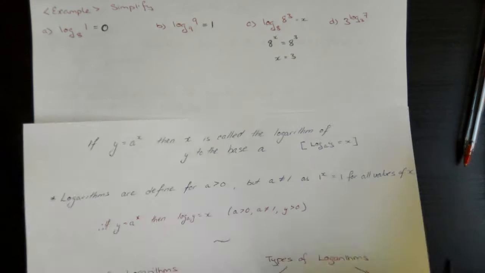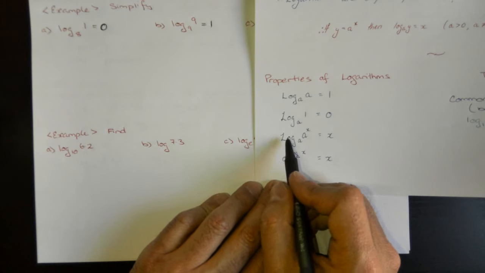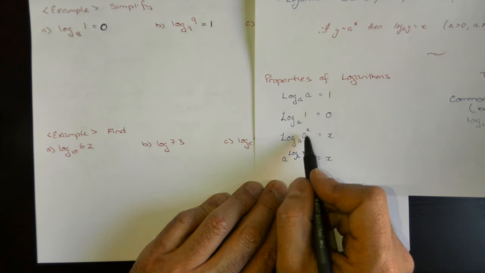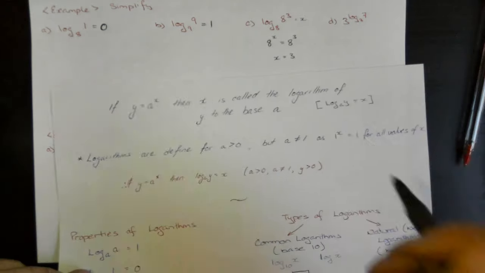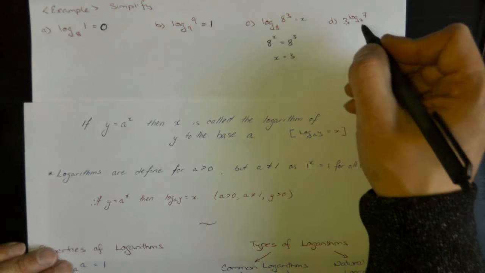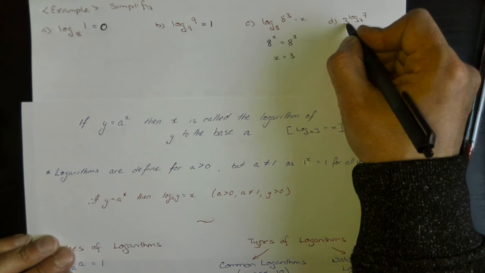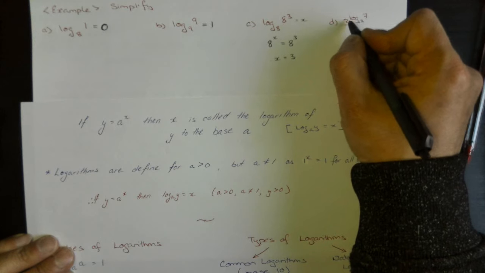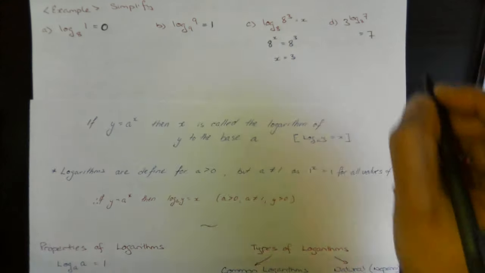And that relates to this property where log of a to the power of x, to the base a, equals x. So here we go. We've got 3 to the power of log base 3 of 7. This basically cancels out. It's just going to give you 7. That's the fourth property.